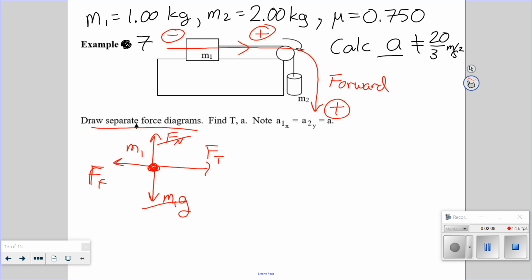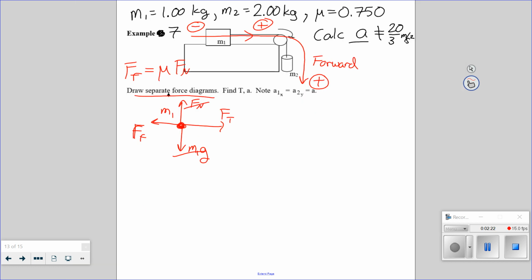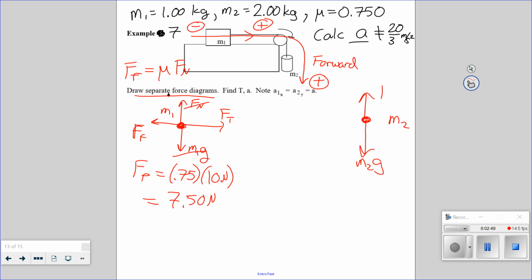The force of friction, I think it says cursive F or something, is just that mu coefficient times your normal force. So that's 0.75 times 10 newtons, so 7.5 newtons. So then we free body diagram each one. Here's M2. It has M2G, or 20 newtons, going down, and it has less force of tension going up.